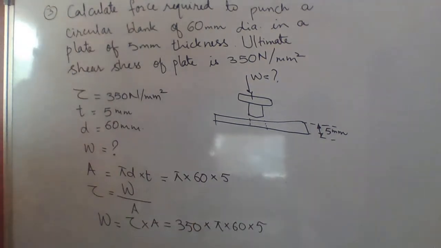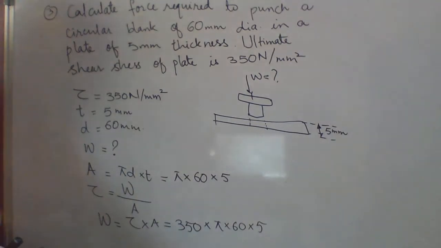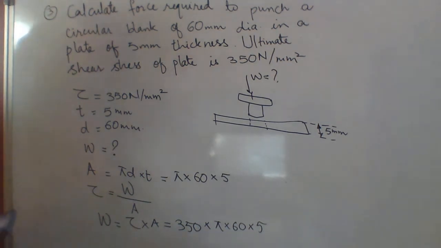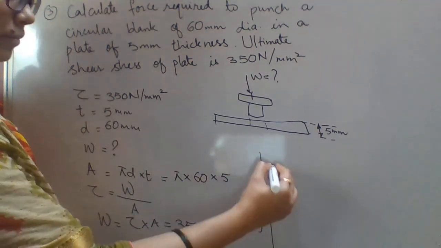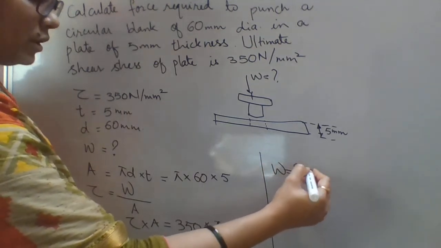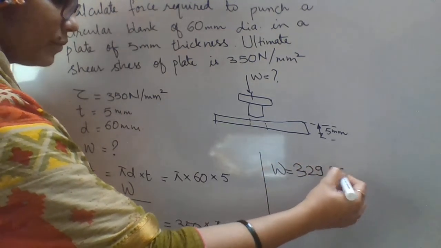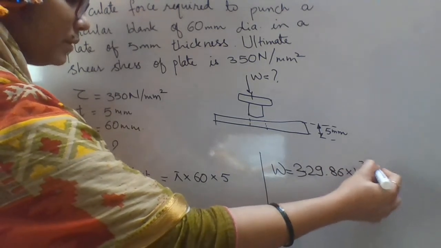You put this in the calculator and you will get how much Newton force is required to punch this hole. So 350 into pi into 60 into 5. The answer is 329.86 into 10 raised to 3 Newton.